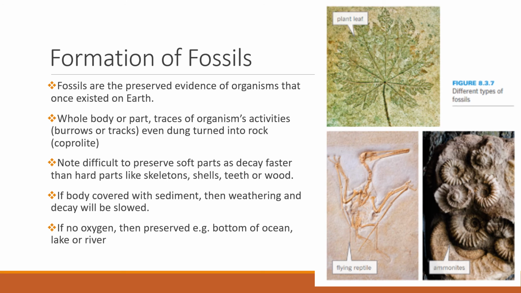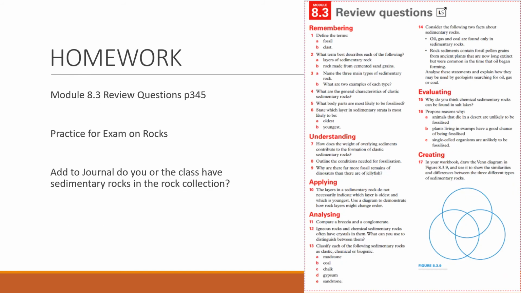If the body is covered with sediment, then weathering and decay will be slow. So it's kind of like a seal. So that's one way of doing it. But even better, if it's got no oxygen, say for instance, it's preserved at the bottom of the ocean, lake or river, that slows down decay even further because oxygen accelerates it and you get lots more growth of decay. So there's the formations, and there's some diagrams of different fossils. So there's a plant leaf, a flying reptile, and an ammonite. Having a terrible day with words today.